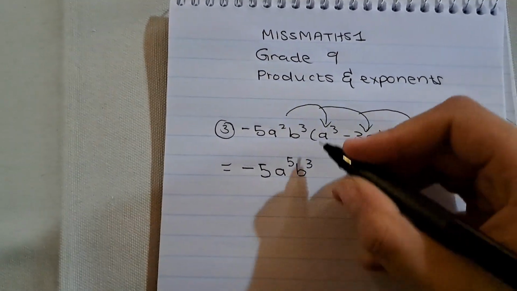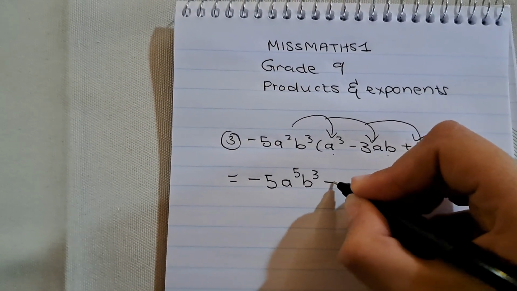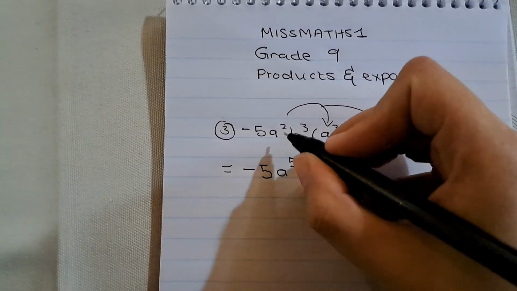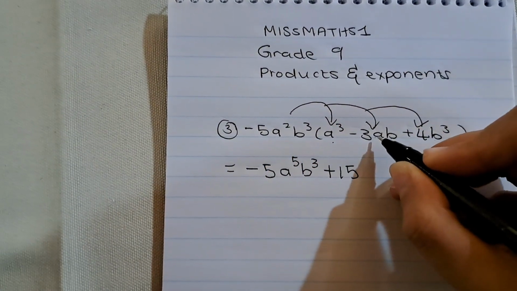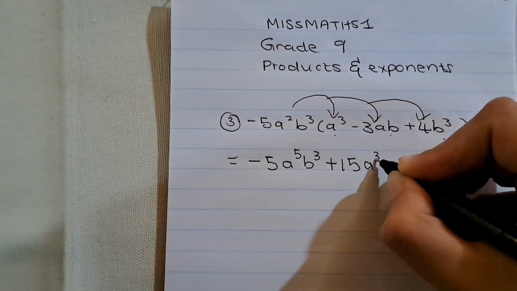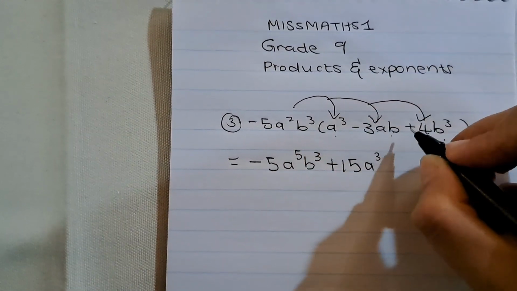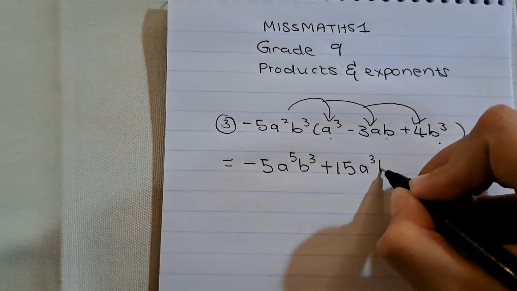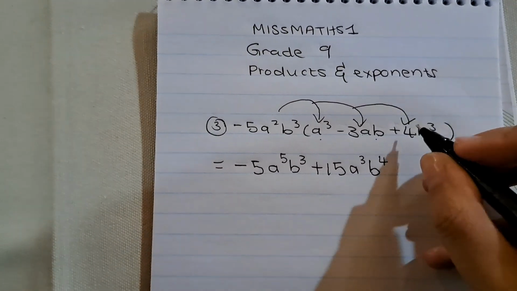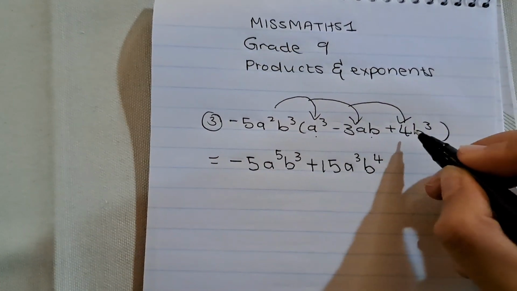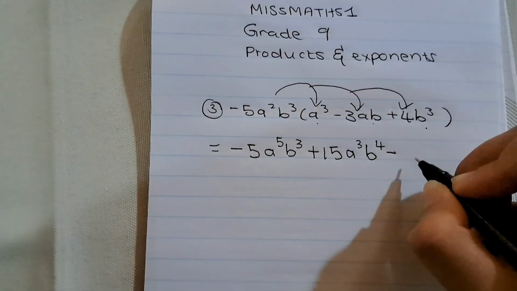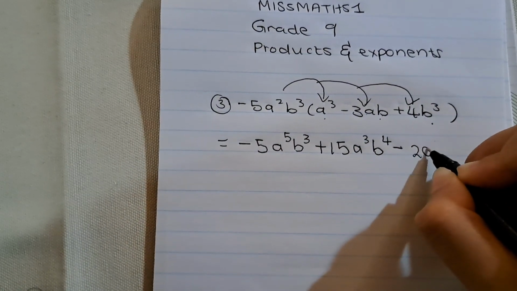Distributing into term 2, negative and a negative yield a positive. 5 times 3 is 15. a squared and a give me a to the power of 3 by law 1 of exponents. b to the power of 3 with b give me b to the power of 4 by laws of exponents. Okay, now the last term. A negative with a positive yields a negative. 5 multiplied by 4 is 20.